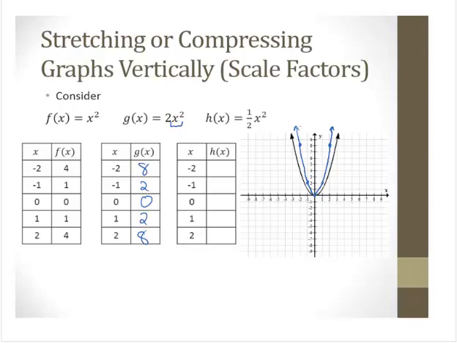All right, and what about h of x? H of x is 1/2 x squared. Again, following the order of operations, we would square first and then multiply by 1/2. We're using the same inputs, negative 2 to 2, so we'd have the same squares: 4, 1, 0, 1, 4. Now finding half would give me 2, 1/2, 0, 1/2, and 2. Plotting those points, negative 2, 2, negative 1, 1/2, 0, 0, 1, 1/2, and 2, 2. And so we would get a curve that looks more like this.